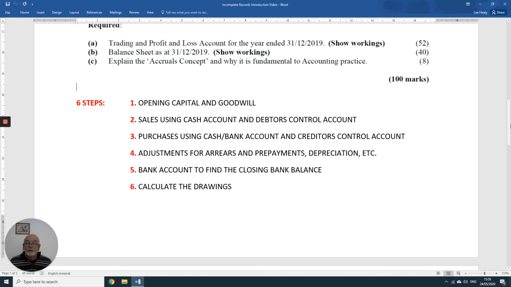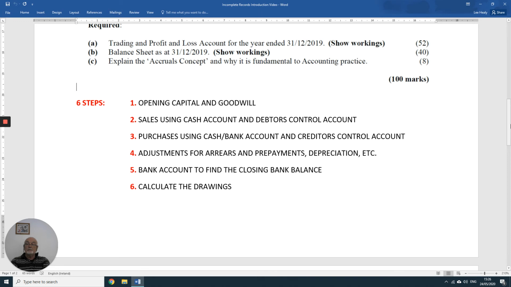Step 2, we'll find the sales using our cash account and, as referred to earlier, the debtors control account. We'll find our purchases using our cash or bank account for the cash purchases and our creditors control account to find the credit purchases. Step 4 will be to do all of our adjustments for arrears and prepayments and calculating depreciation and other adjustments like that. Step 5, we'll use a bank account to find our closing bank balance. And lastly, step 6, we'll calculate drawings.